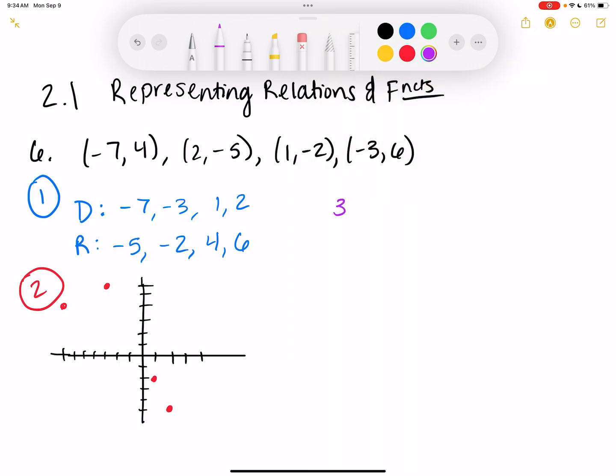The last thing it wants is a mapping diagram. Okay, I'm going to tell you, key thing. The words that go here are input and output. Then we write the numbers down in order. They are the same as they are for the domain and range.